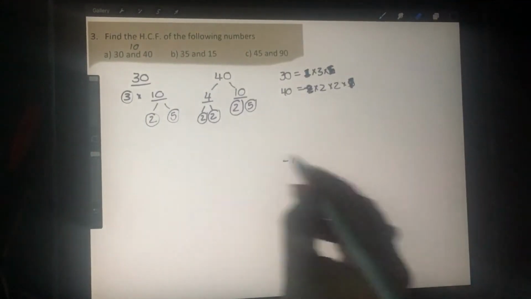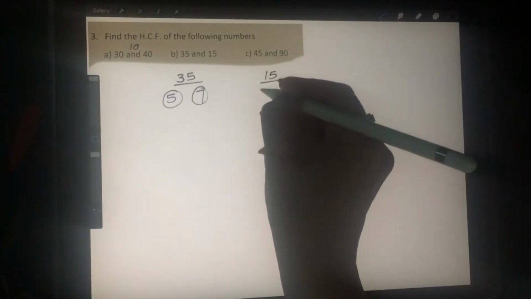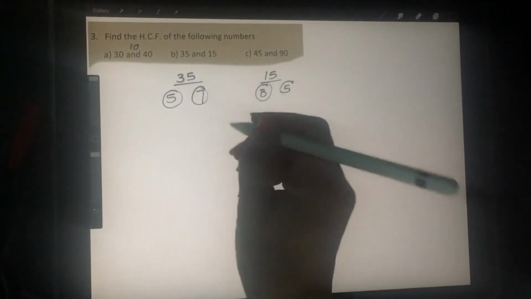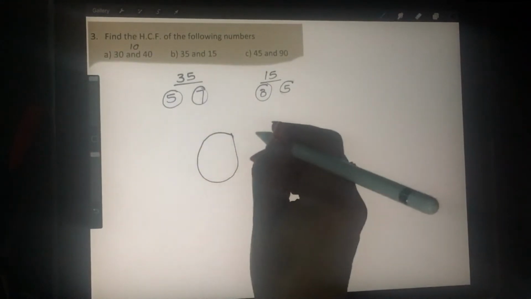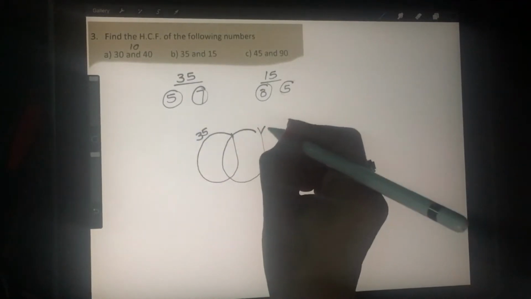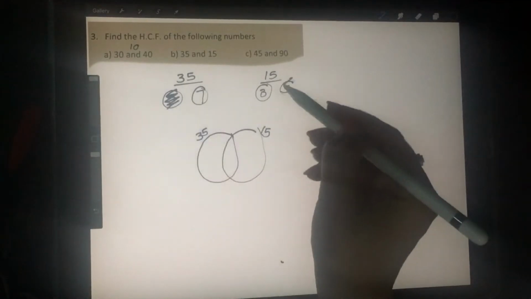Okay, that brings us to number B. For number B, we've got numbers 35 and 15. 35 gets broken up into 5 times 7, both prime numbers. For 15, it gets broken up into 3 times 5, also 2 prime numbers. So if we draw our Venn diagram of 35 and 15, we can see that they only have one shared number, and that is the number 5.